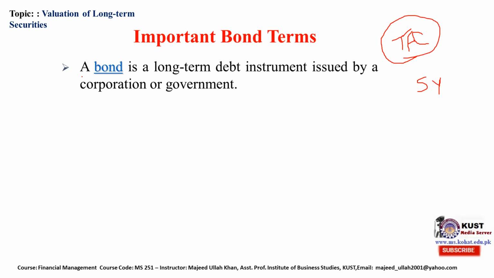It is issued by a corporation, meaning public limited companies, or by the government. The government often issues longer term bonds in order to finance certain projects. These bonds may be issued locally or may be issued internationally. So a bond is basically a long-term instrument issued by two entities: one is companies and the other is government. When they issue these bonds, the people buy their bonds and invest in their longer term projects.